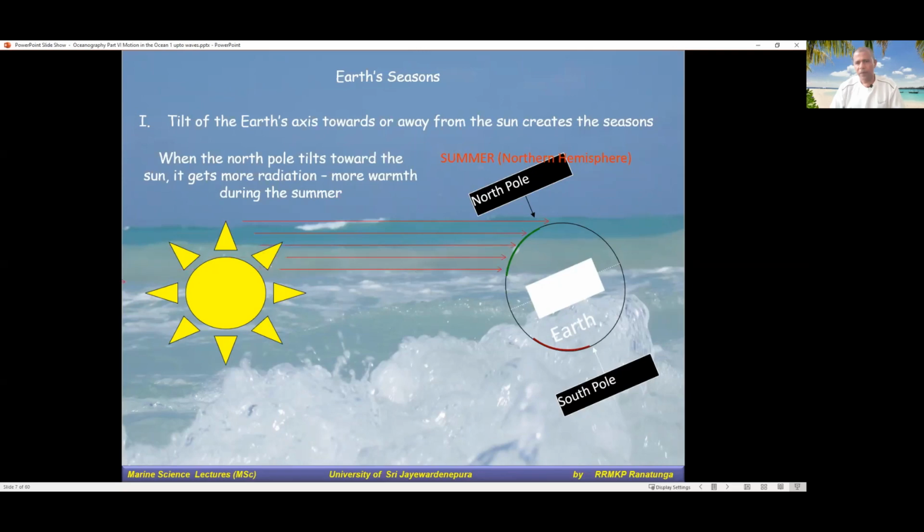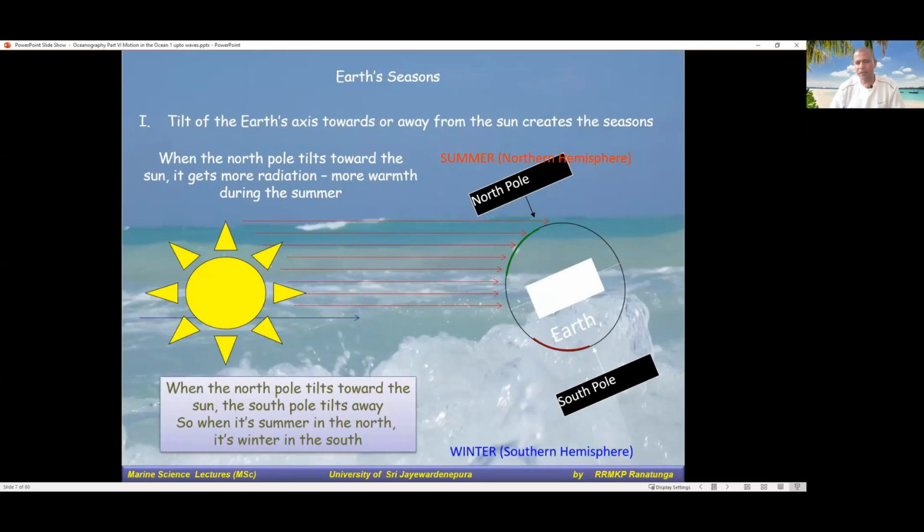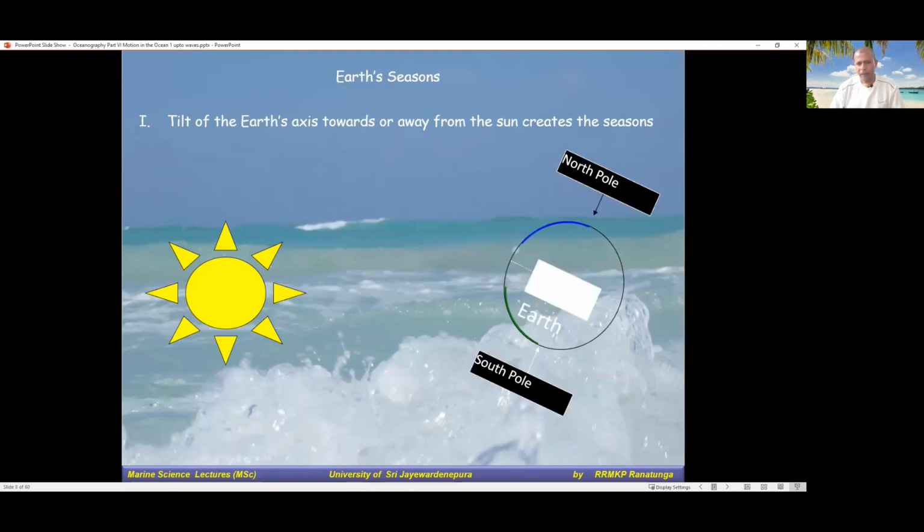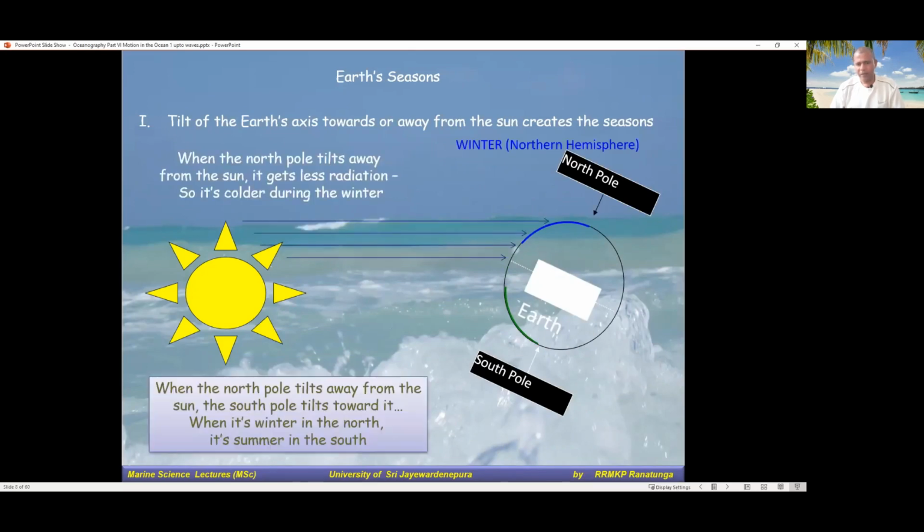Right. So, this is the summer for the northern hemisphere, because it is tilted towards the sun, and this is the summer for the north pole, and it is opposite for the south pole. It's always winter there, and summer is opposite in the north and south poles. And if you look at the other side, this is the winter for the north pole, and the same season is the summer for the southern hemisphere, right.